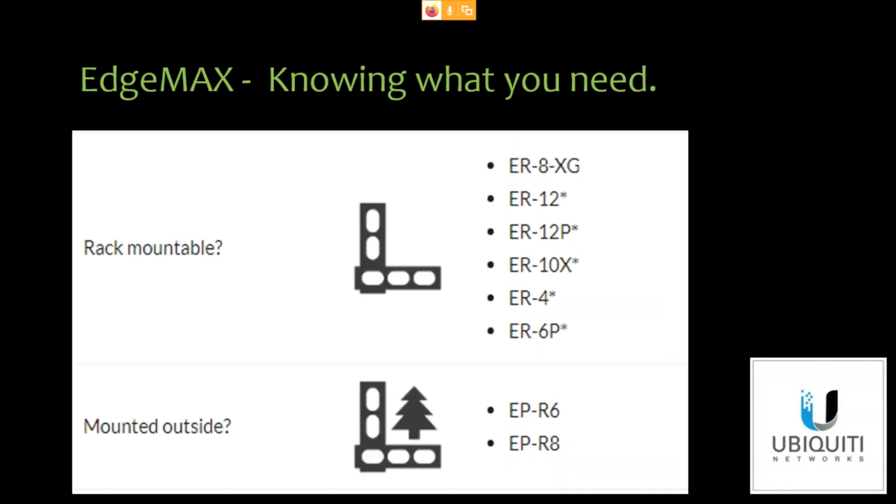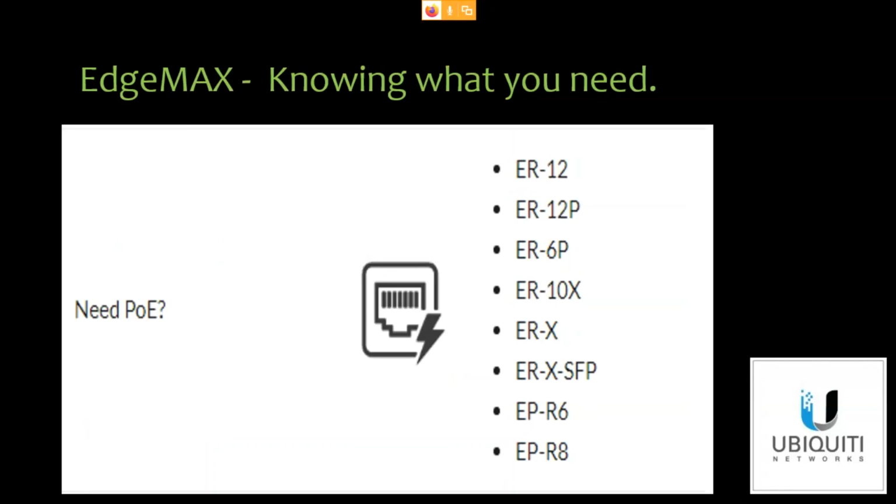Rack mountable, there you've got your options as well, especially if you are looking at deploying it in a server room, for instance. And then for mounting outside, those are the two units that you can have a look at. There are quite a few units that are quite industrial and robust, so don't be afraid to use them in an outdoor environment, obviously within the specifications available on the data sheet. And then the units you see on the right-hand side are the units that can power your devices through PoE. Okay, so that's the EdgeRouter 12, 6P, R6, R8, etc.